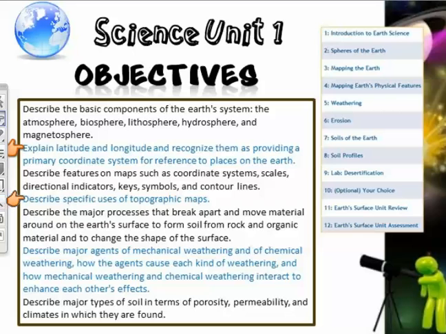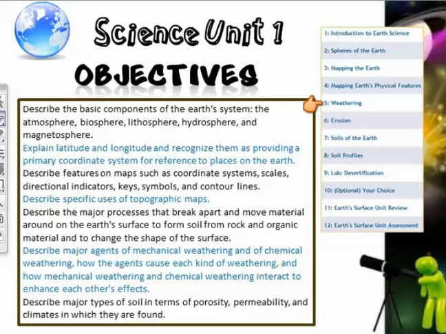Make sure you know the basics of a topographic map. So you learned about a topographic map in Lesson 3 and 4, and that is your map that shows elevation. So make sure you know what you would use a topographic map for. Then you learned about weathering and erosion. So make sure you know the different types of weathering.